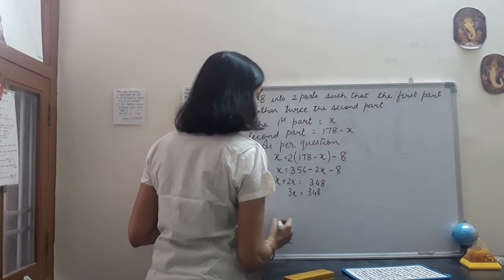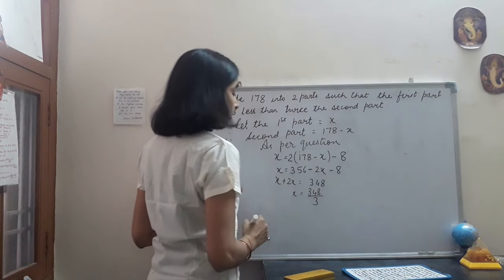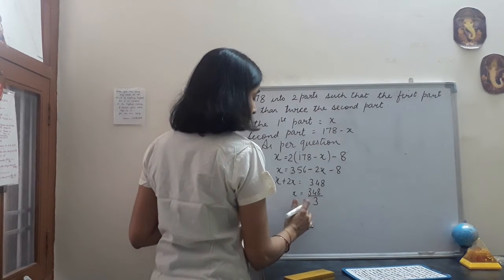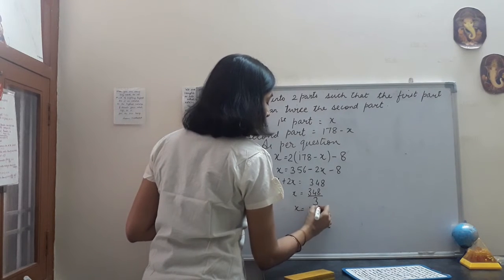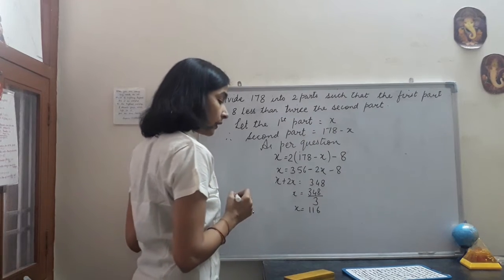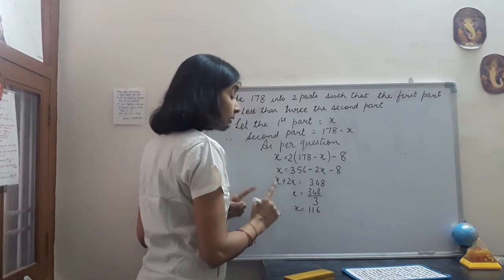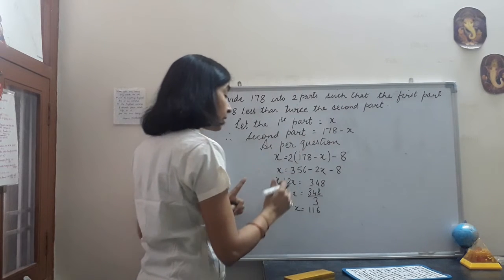So divided by, let us do in this step only, we are just dividing it by 3. 348 divided by 3. So what do we get here? x is equal to 3 ones are 3, again 3 ones are 3 and 6. So what is the answer here? What do we get as the answer? 116. So the required number one is 116. First part is 116. Now we are supposed to also find the second part.